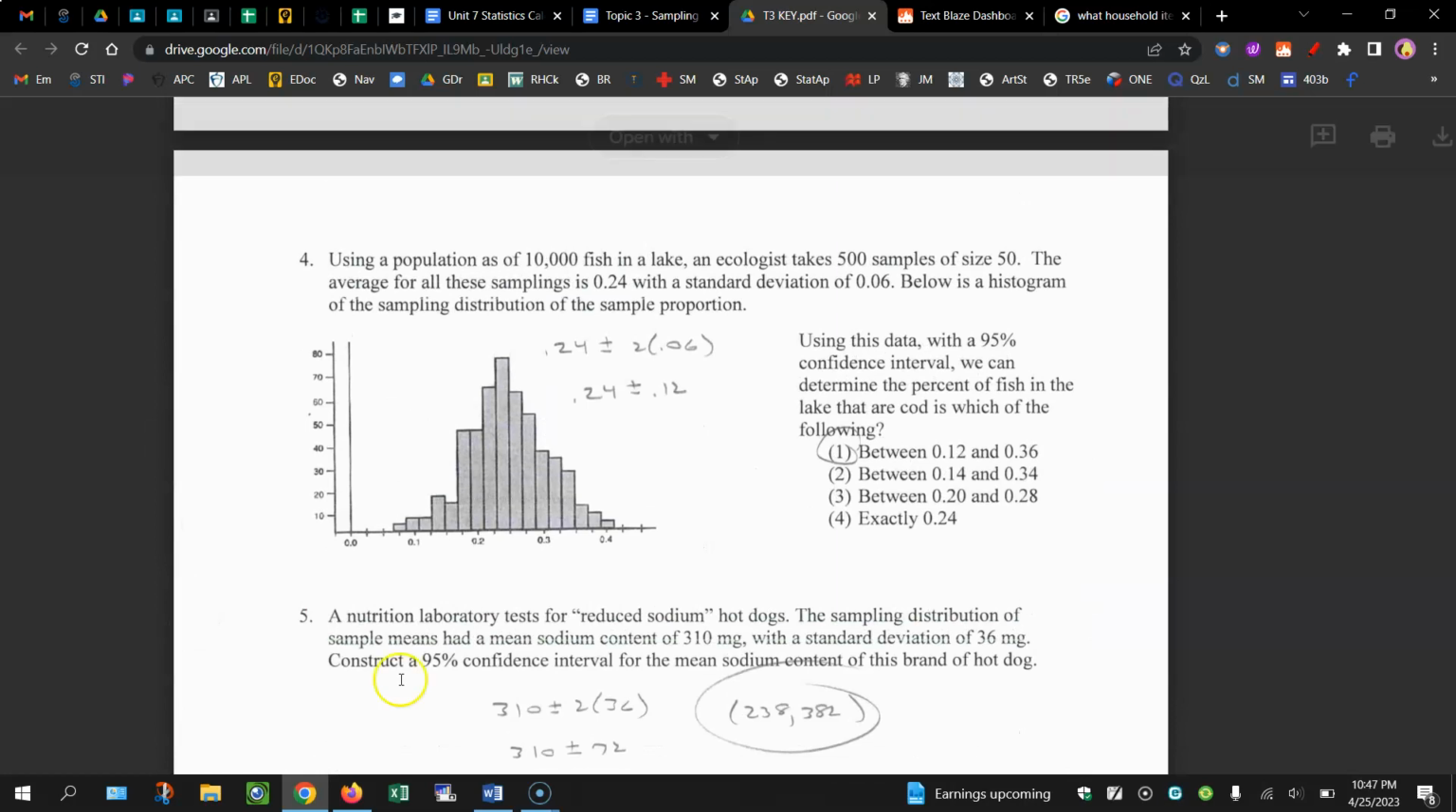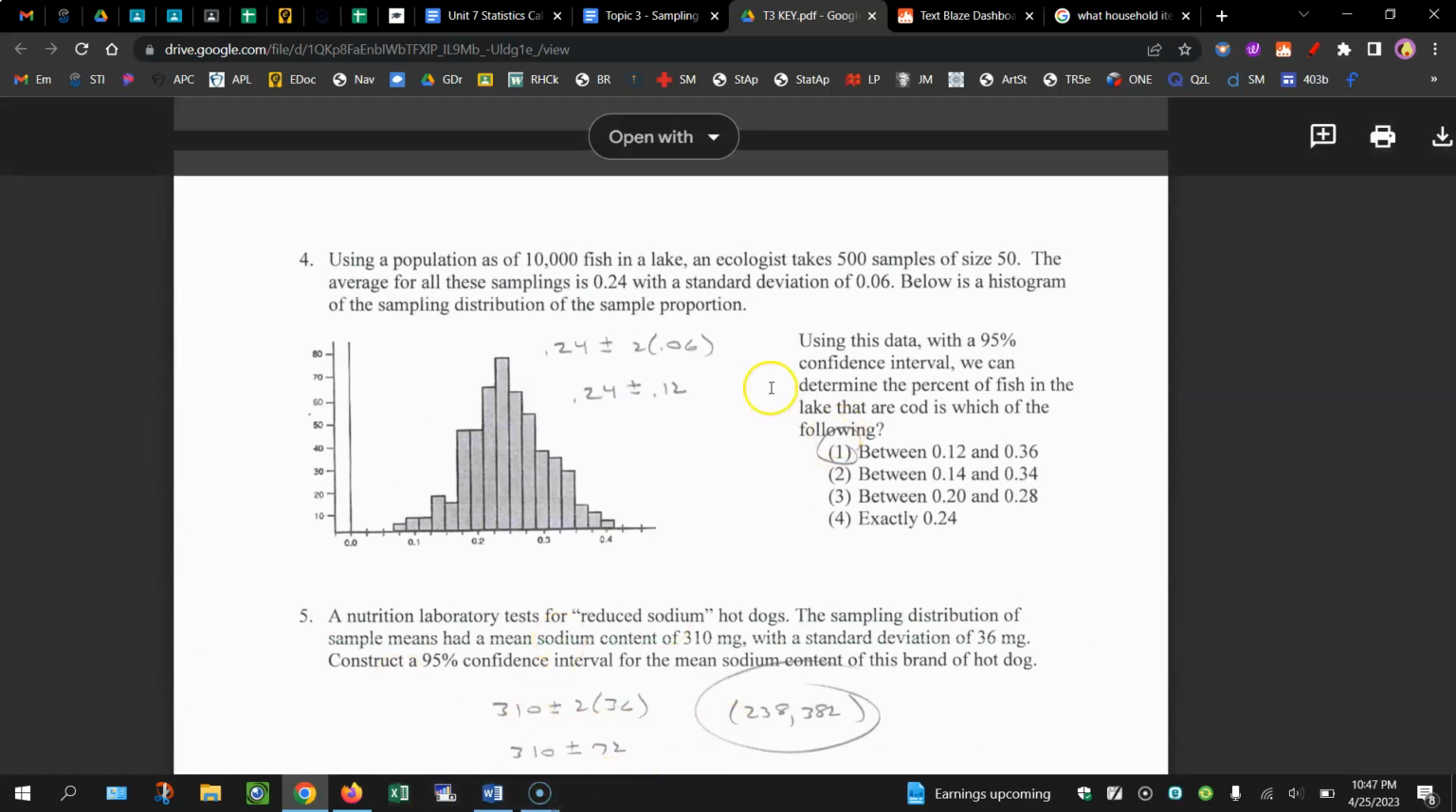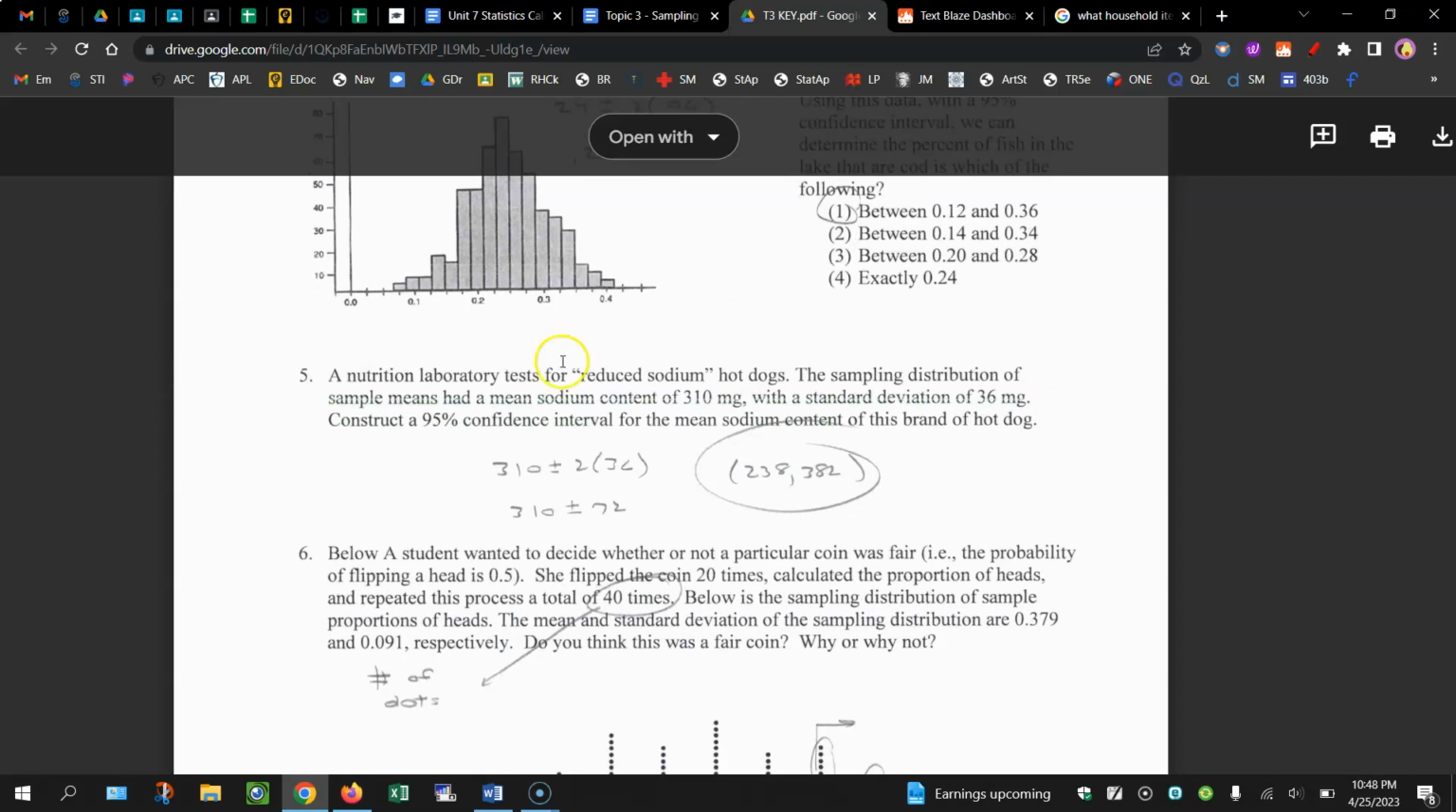Question 4, very similar, 95% confidence interval. So again, you're going to take the mean plus or minus 2 times the standard deviation, which they've given you, and that's going to lead you to 0.12 to 0.36. And then the last one, number 5, they want the 95% confidence interval. They give you the mean and the standard deviation. You're going to notice a lot of repetitiveness in this lesson. So 310 was the mean, plus or minus 2 times the standard deviation. You end up with a confidence interval of 238 to 382 milligrams.